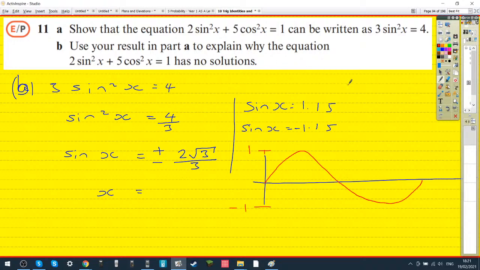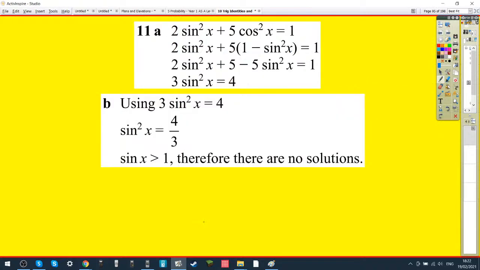What do you notice about our sine x solutions here? Slightly above 1 and slightly below 1. So, yeah, those are outside the range of sine x. And so that's why there are no solutions. Sine x is greater than 1, therefore there are no solutions. Yeah.